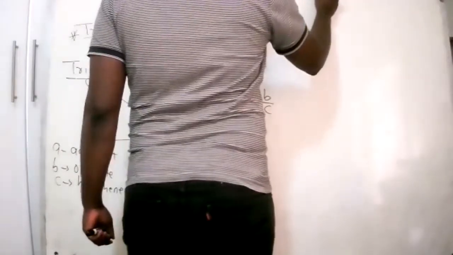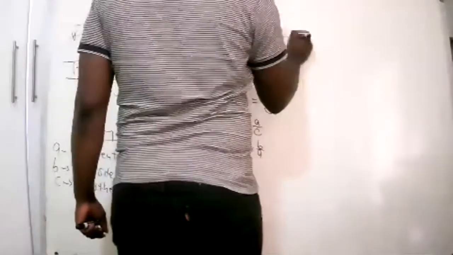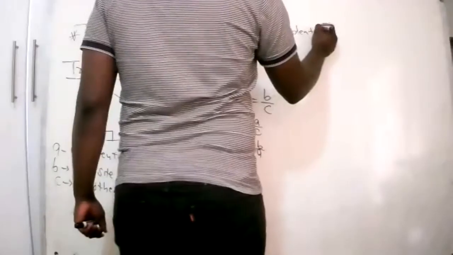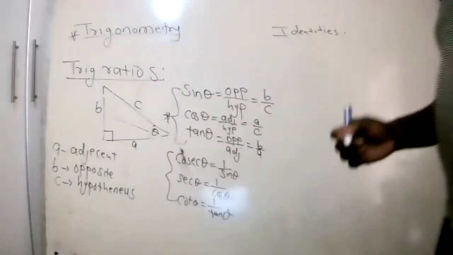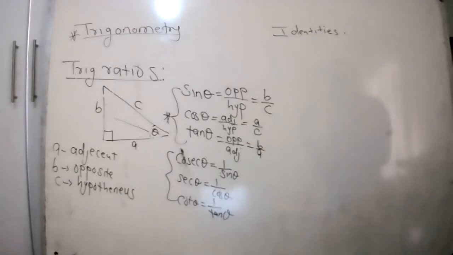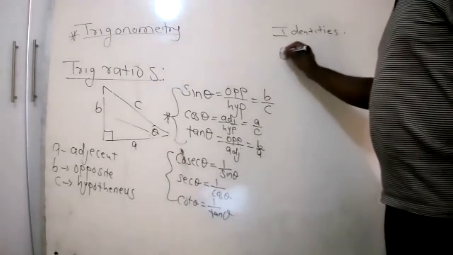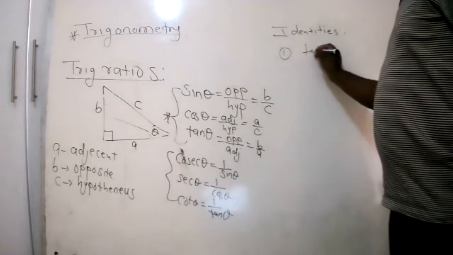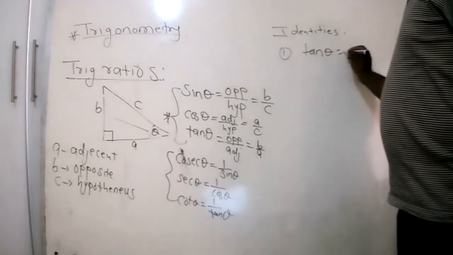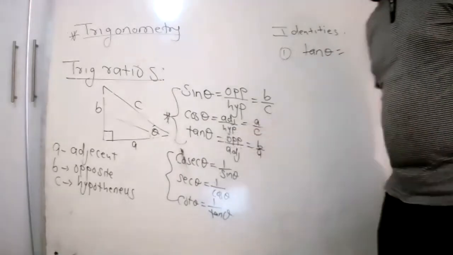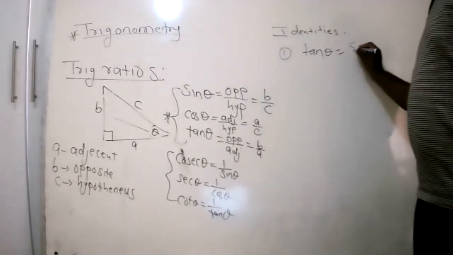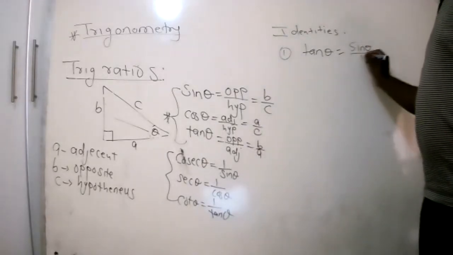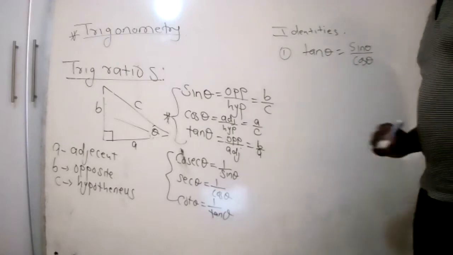You must be able to give what is called the identities. So now, what are the identities? In your grade, you don't do a lot of identities. It's only 2 identities that you must remember. The first identity that you must remember is the identity of tan. So tan theta, instead of writing it as opposite over adjacent, you can write it as sine theta over cos theta. So that is the first identity.